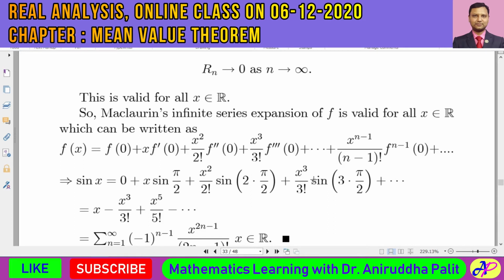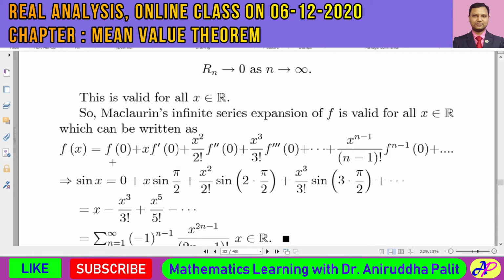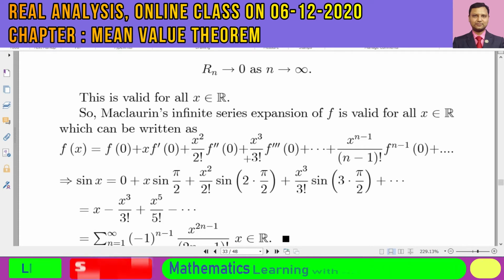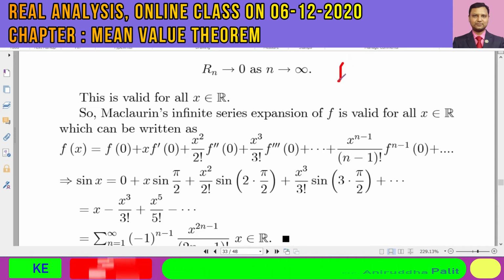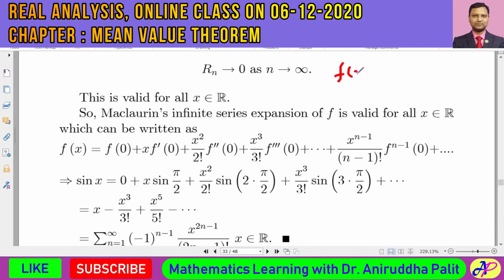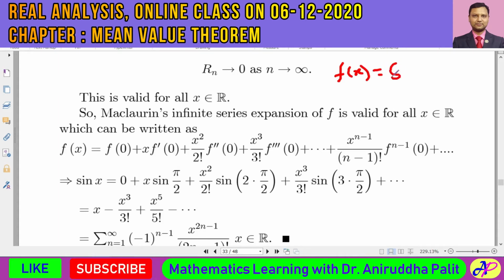And therefore we can again apply the Maclaurin's infinite series expansion. Here f of 0 is equal to 0, because let me write the expression of f of x. f of x is equal to sin x. So f of 0 is equal to sine of 0, which is 0.